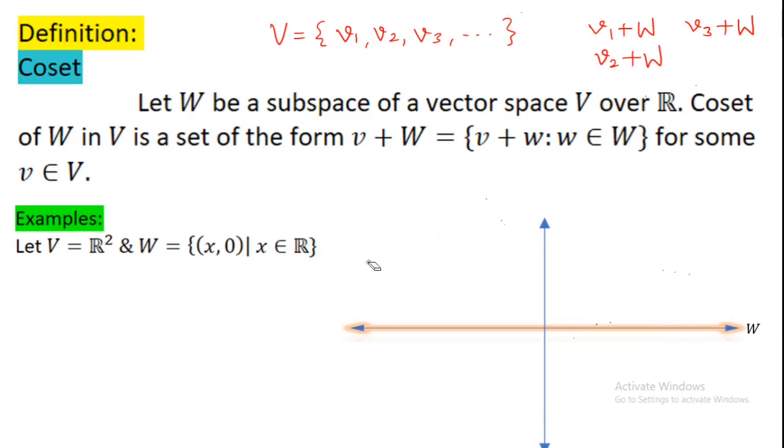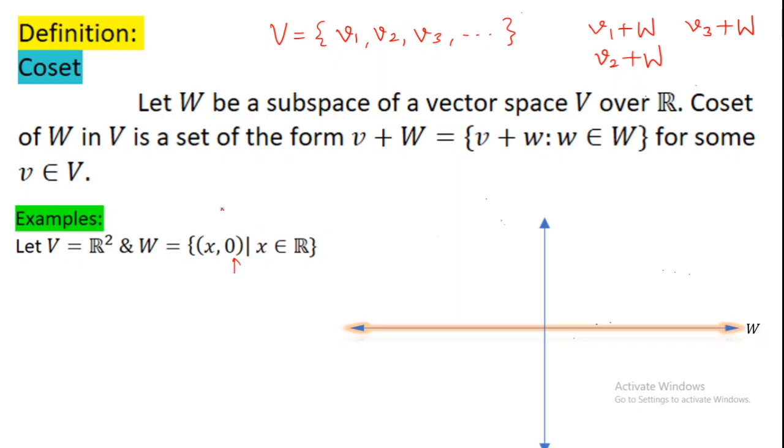Now the question is, what is our W? See, from R2, we are taking some elements, satisfying this property. So what is this property? The second coordinate is 0.